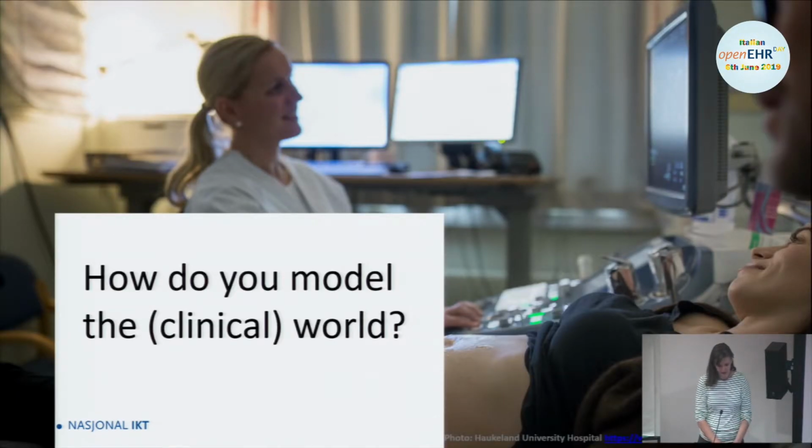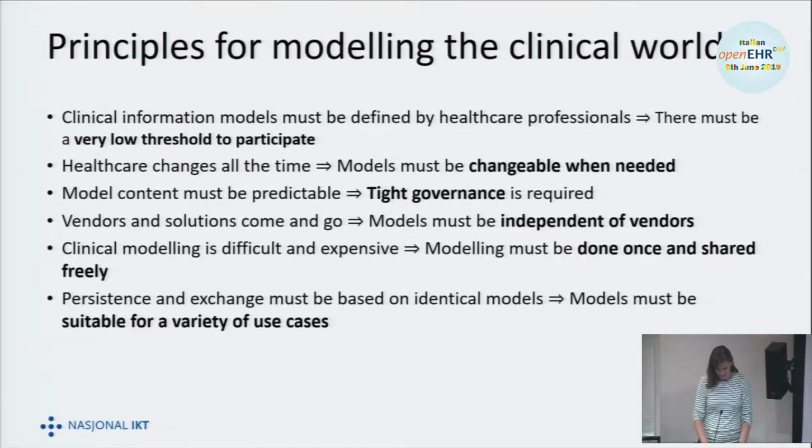Because modeling the clinical world is very difficult. There's a lot of information, so much stuff, both in width and in depth, and a lot of it is really, really complicated. And it changes all the time. So how do you do that? So we made some principles for this modeling, and that we're trying our best to follow.